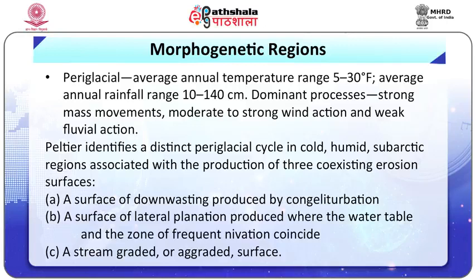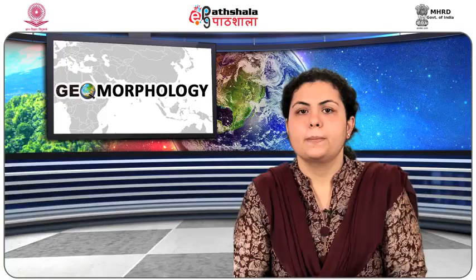First, a surface of downwasting produced by congeliturbation. B, a surface of lateral planation produced where the water table and the zone of frequent nivation coincide. C, a stream-graded surface.